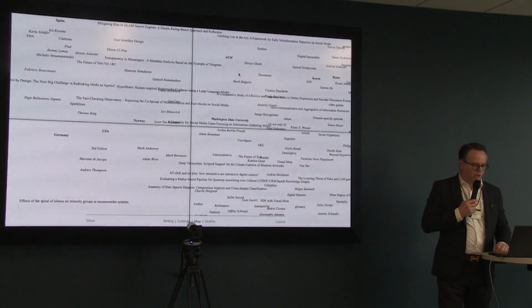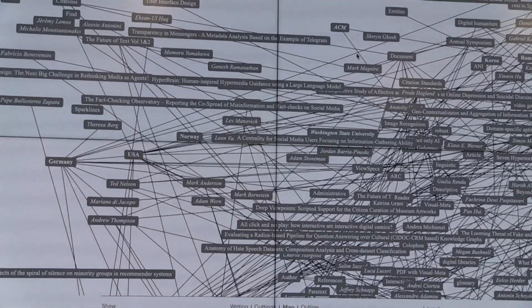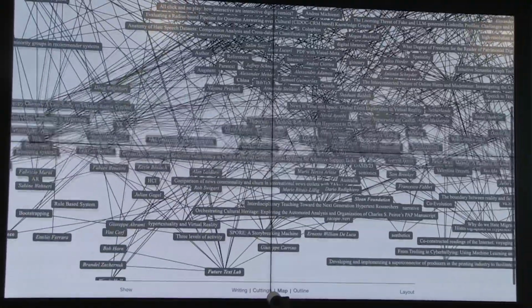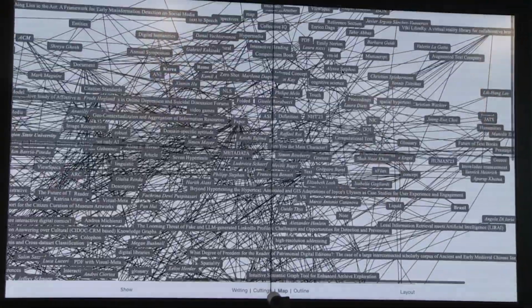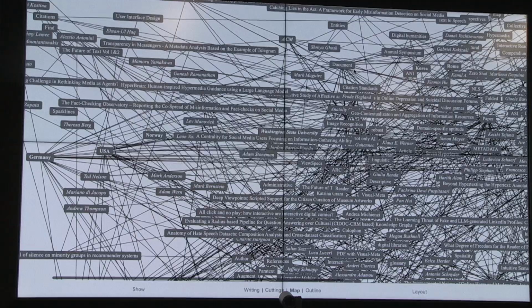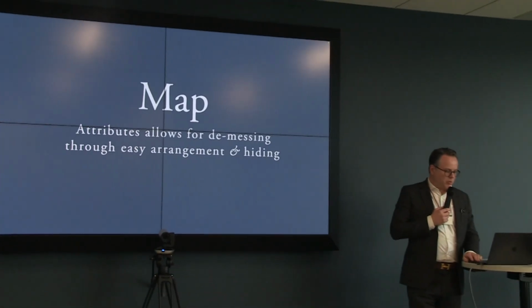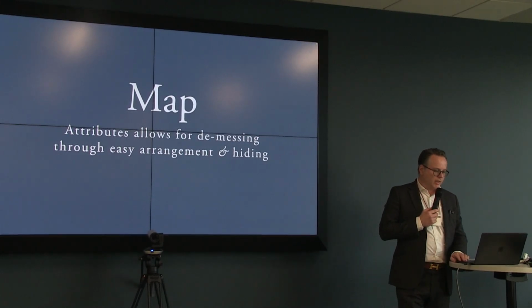Otherwise, it becomes like this. This is actually an Author map, an absolutely unintelligible mess, especially when you start seeing all the relationships. I mean, it's kind of pretty, but pretty useless. So the approach we have is attributes to allow for demessing.